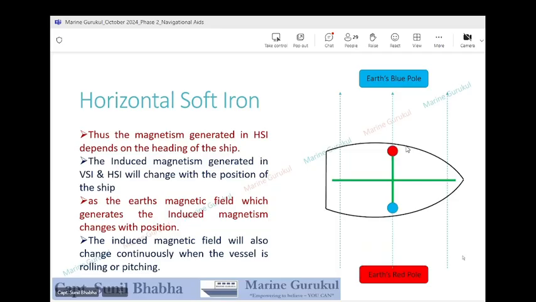Sir, in this we are saying this change in the position refers to the change in ship's heading, right, sir? Yeah, with the ship's heading change, the induced magnetism in HSI is going to change as we saw in these two diagrams. But also when the position or the location of the ship changes, equator to pole or pole to equator, even that will have an effect on the induced magnetism, beta.